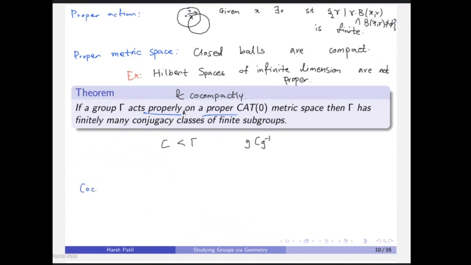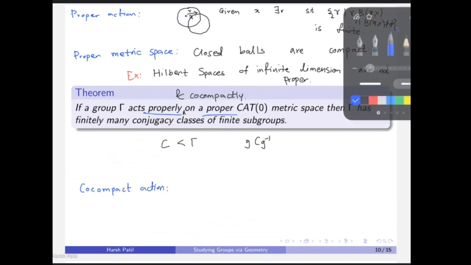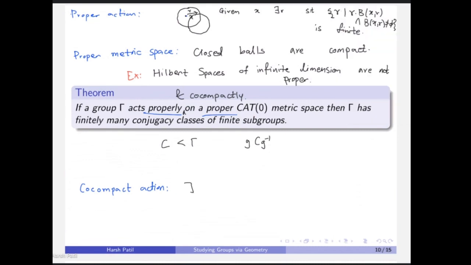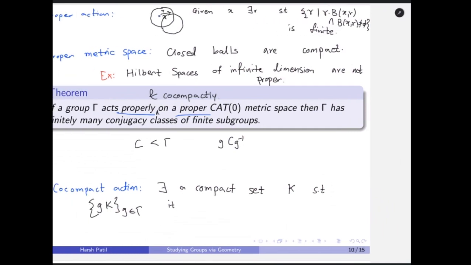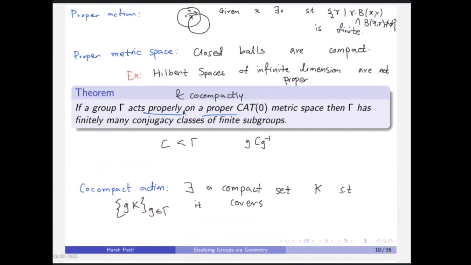Okay. So what do I mean by co-compact action? What I mean by that is that there exists a compact set K such that if you consider all of the translates of K, g of K, under the group action, then it covers X.